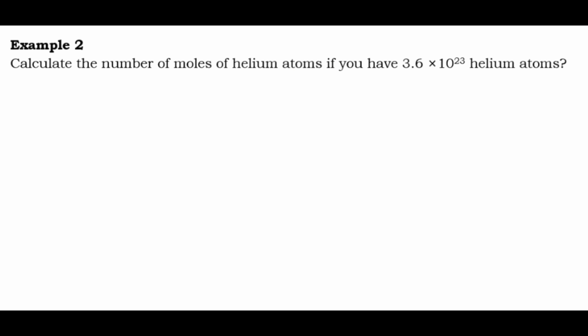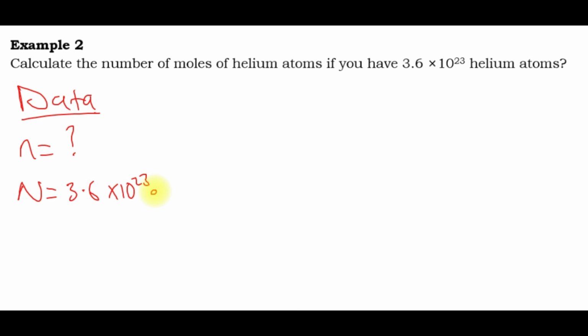So calculate the number of moles of helium atoms if you have 3.6 times 10 to the power 23 helium atoms. Okay. Pause this video. Try answering this question on your own. Okay. Let's answer this question. Data. Number of moles, unknown. Number of particles, we have 3.6 by 10 to the power 23 atoms. The Avogadro's number, we have 6.02 by 10 to the power 23 atoms per mole.